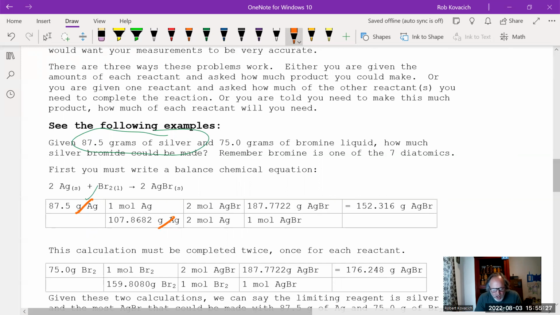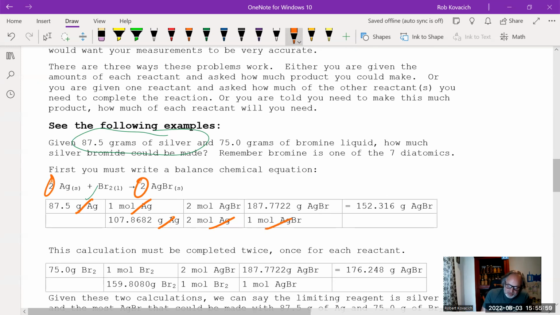But I want to know how much silver bromide I'm going to make. So I'm going to turn my moles of silver into moles of silver bromide. What this is doing is counting, if I had this number of silvers, how many silver bromides could I make? And how do I get these numbers here? I have a balanced chemical equation, so I throw 2 and 2 in there. And so I have a number of silver bromides I'm going to make. I don't care what the number is. I want to know what the mass is.